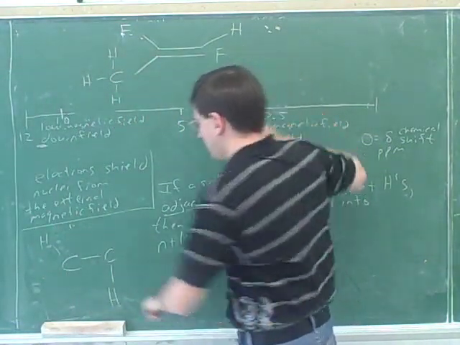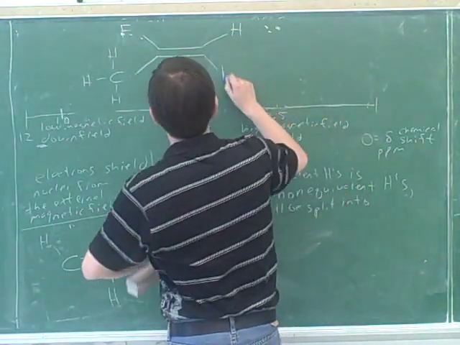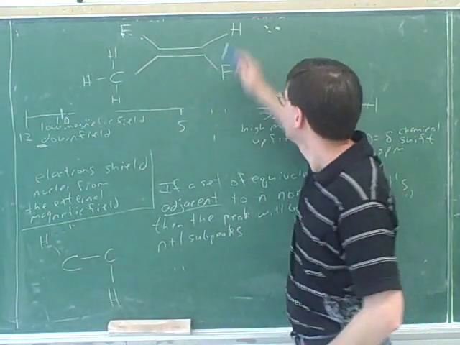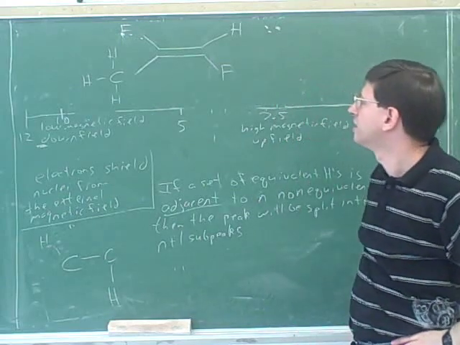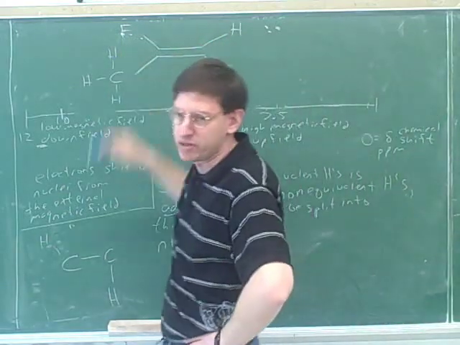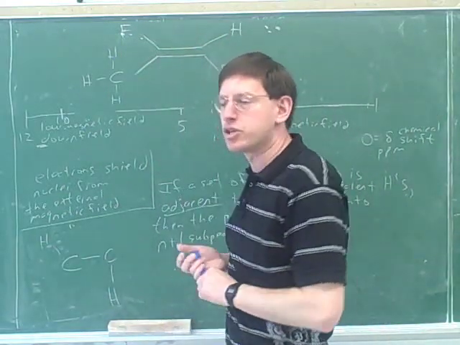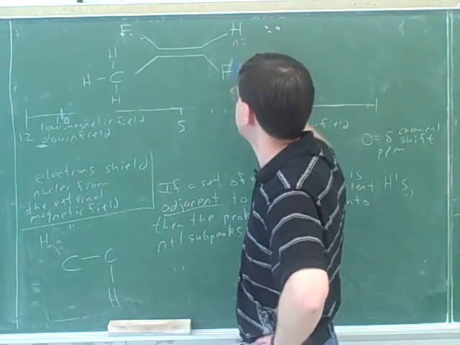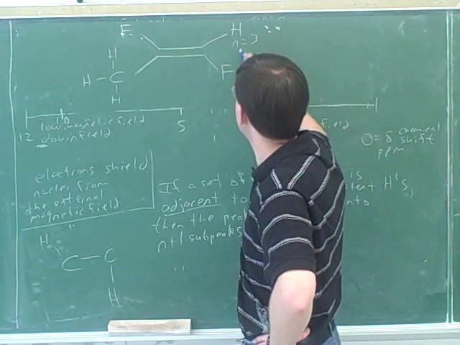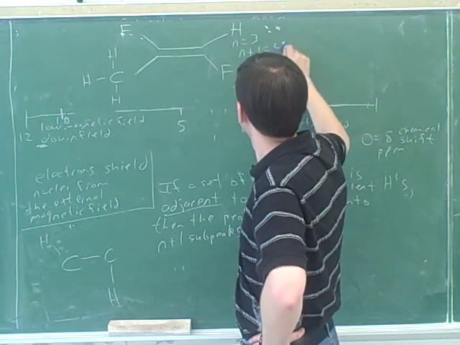So for example, could these split each other? Well, how many bond distance is there? 4. 1, 2, 3, 4. So there definitely could be some splitting here. So what would we predict there? If we were going to take that splitting into account, what would n be for this hydrogen? 3. And then n plus 1 would be 4.